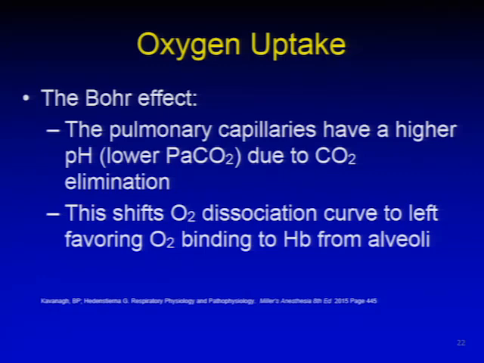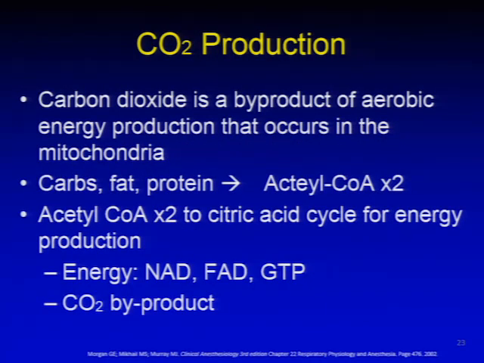Now, regarding oxygen uptake, the Bohr effect is a commonly tested property reflecting the oxygen-hemoglobin dissociation curve. It occurs at the pulmonary capillary level where carbon dioxide elimination creates a more alkaline environment, favoring oxygen binding to hemoglobin from the alveolus. Now, energy production of any sort also has byproducts. Our mitochondria use aerobic metabolism of carbs, fats, proteins to yield two acetyl-CoA molecules, which eventually enter the citric acid cycle, producing a few energy byproducts and products, NADH, FADH2, GTP, with carbon dioxide, as we all know, as the byproduct.